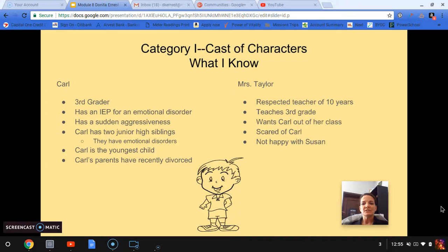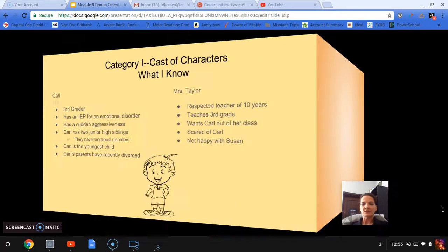Mrs. Taylor is a respected teacher of 10 years, and she teaches third grade. She wants Carl out of her class because of some things that are going on, and she's scared of him. She's scared he's going to hurt her, the kids, or himself. And she's not very happy with Susan.